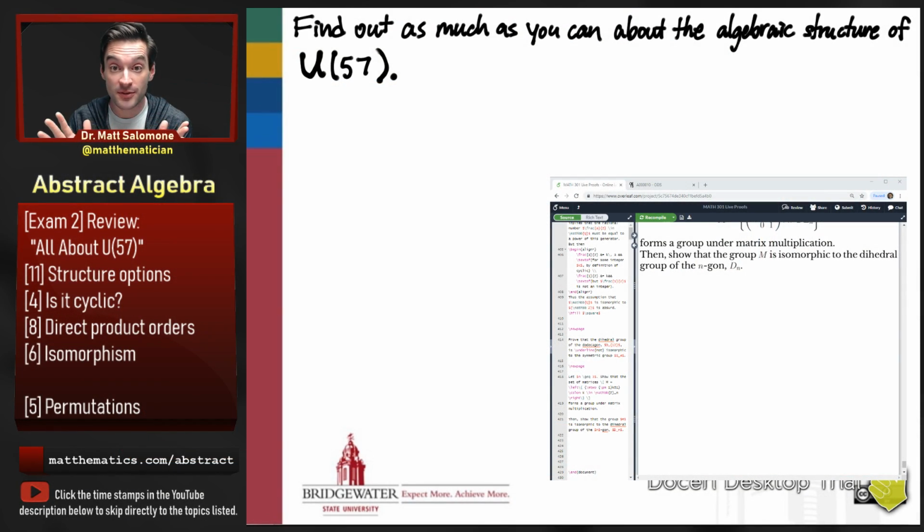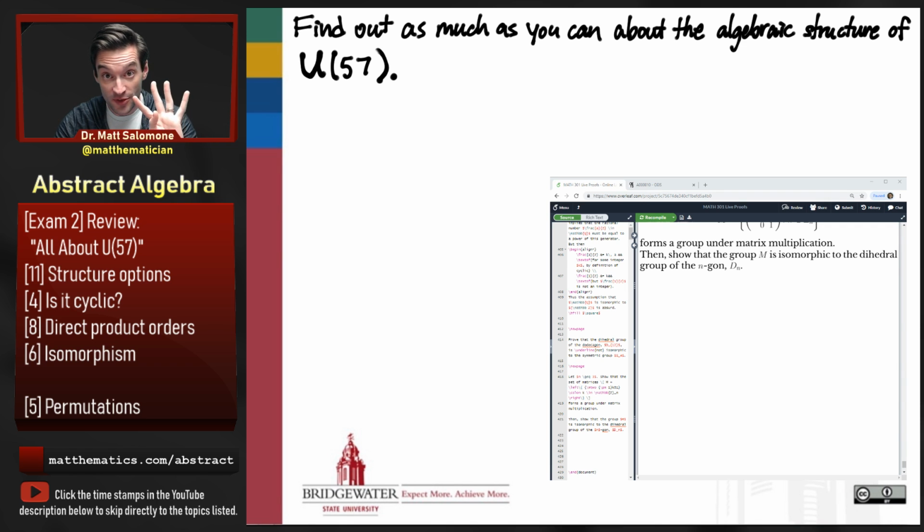There are going to be 5 different learning standards that are a part of the exam. Those 5 are learning standard number 4, which deals with cyclic groups and being able to count the number of elements of a certain order inside of a cyclic group. Standard number 5, which was all about permutations and the symmetric groups on n symbols. Standard 6, which is about isomorphism, how to compare 2 groups that are the same, or to distinguish between 2 groups that are not the same.